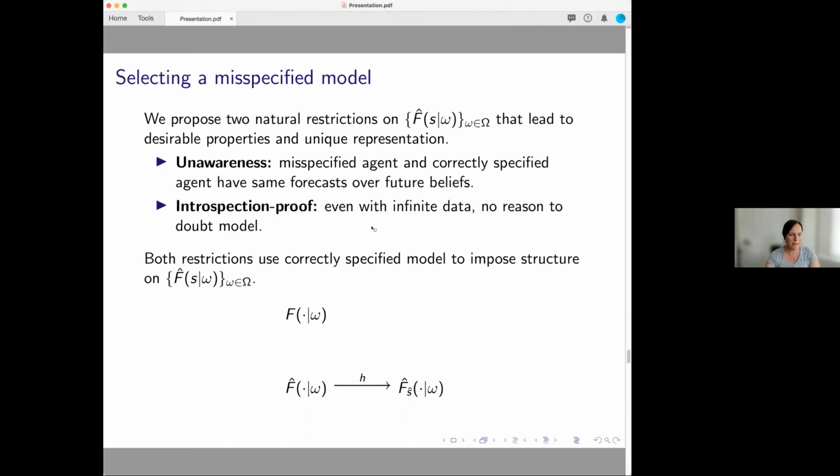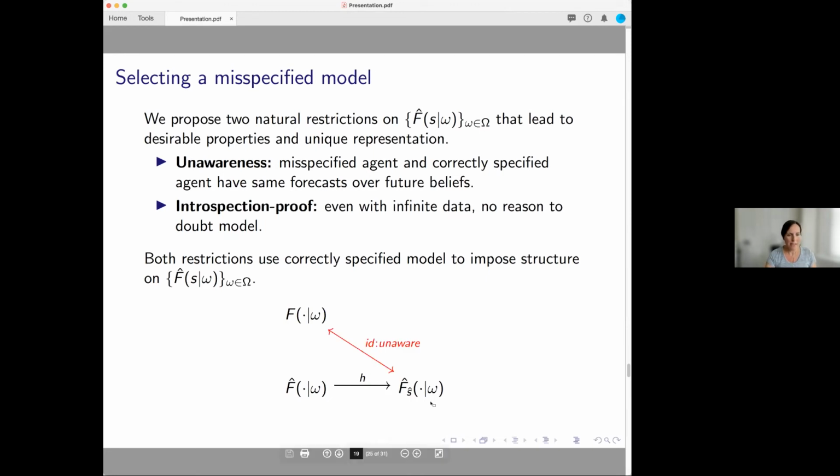So both of these we can think about in a simple diagram relating the different distributions. And both of these restrictions are going to be using the correctly specified model to impose some structure on the misspecified model. So here we have a simple diagram. We have the conditional distribution in each state. This is the true distribution. This is the subjective distribution. And remember the piece of notation from before, this is the agent's subjective belief about their posterior distribution. Our heuristic is giving us a mapping between these two.